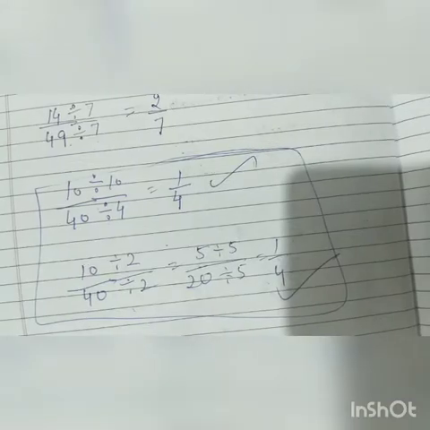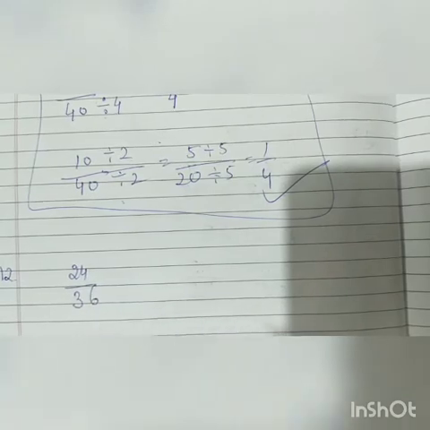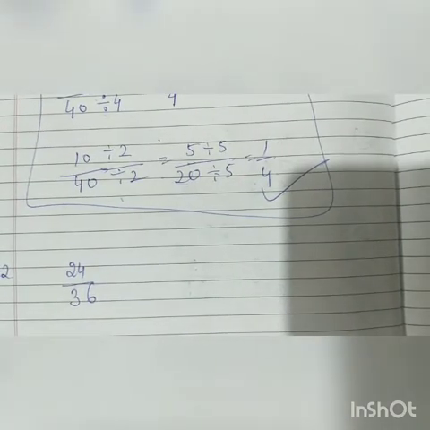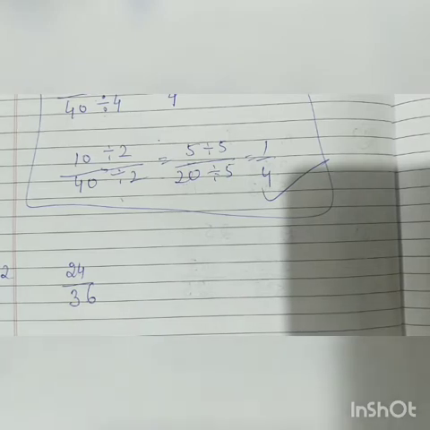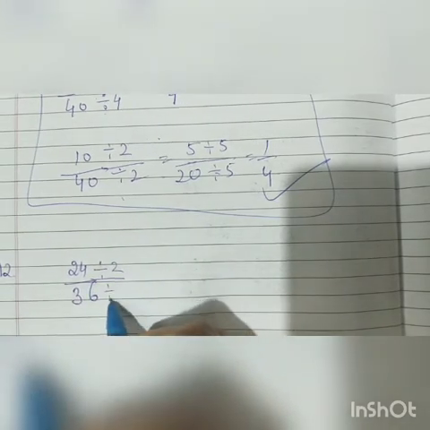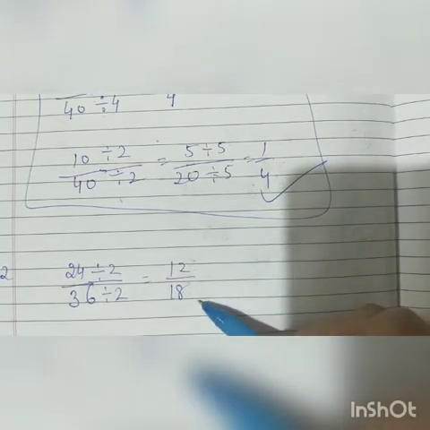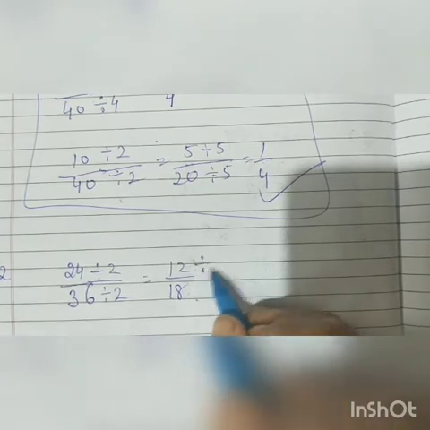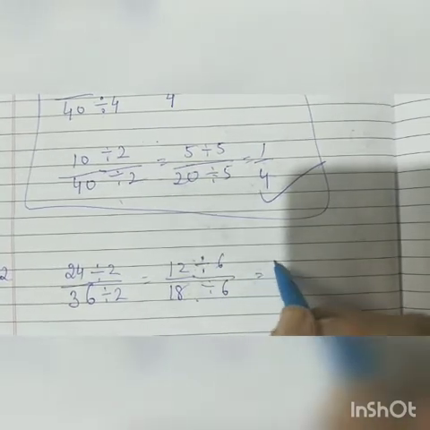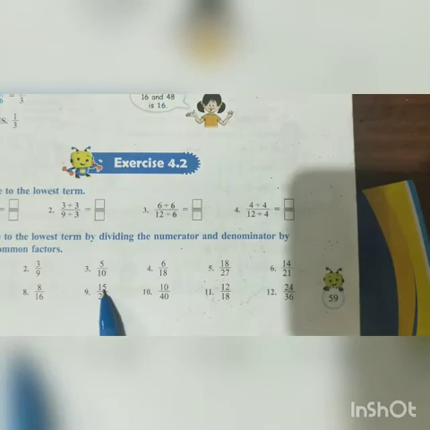Question number 12. 24 by 36. What is the common factor? 2, 6, 12. You can divide directly by 12, or you can do it by 2 and 6. It's your choice. If you divide by 2, it will become 12 by 18. Now what is common between 12 and 18? That is 6. So divide by 6. What is the lowest term? 2 by 3. We have done question B, exercise 4.2.